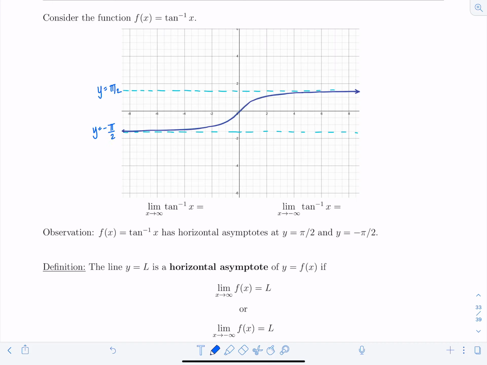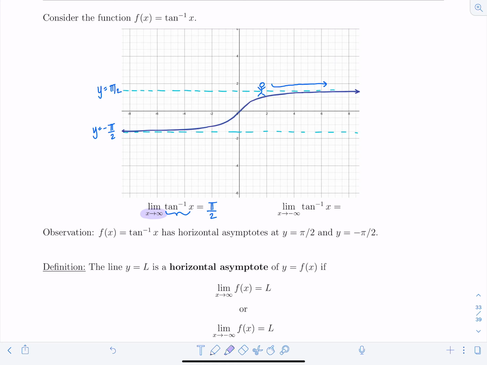So now we're going to consider limits at infinity, meaning the limit as x approaches positive infinity. So imagine you're walking on the graph going towards positive infinity. Tan inverse of x, the function approaches what y value? Well, it approaches pi over 2. That's the horizontal asymptote in the positive x direction.